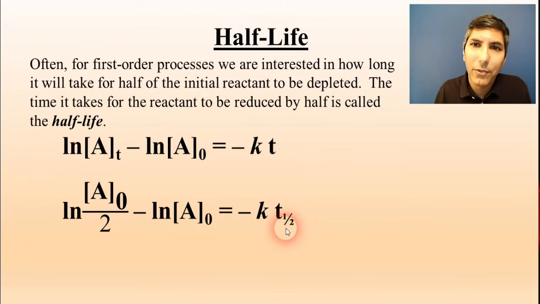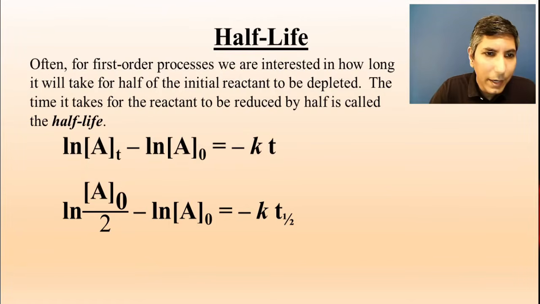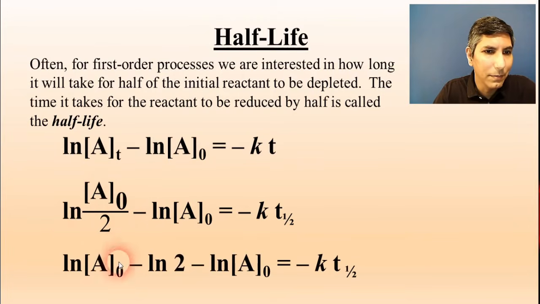Now, at this point, there is a property of logarithms that says log of x divided by y is equal to log x minus log y. So I'm going to carry that out with this little division over here. Natural log of A sub 0 divided by 2 is equal to natural log of A sub 0 minus natural log of 2. And of course, the rest of that equation is intact.